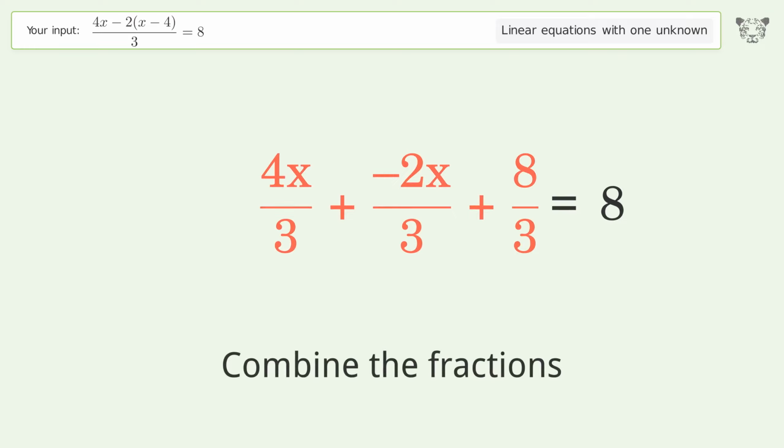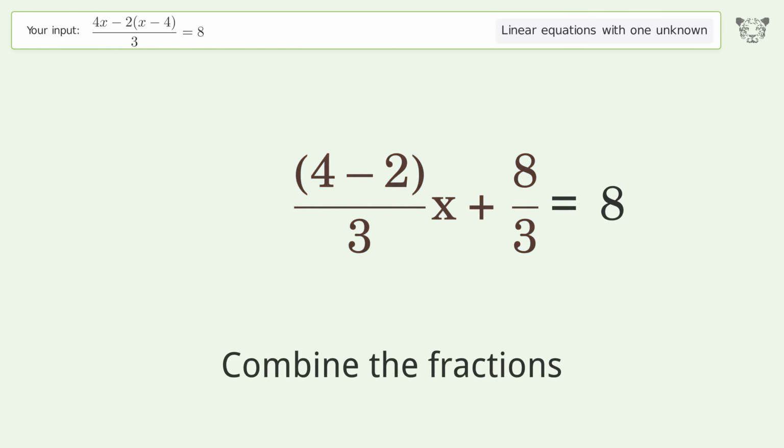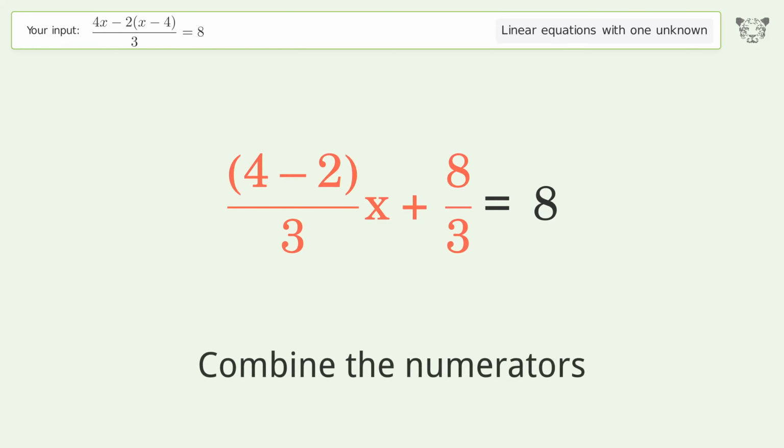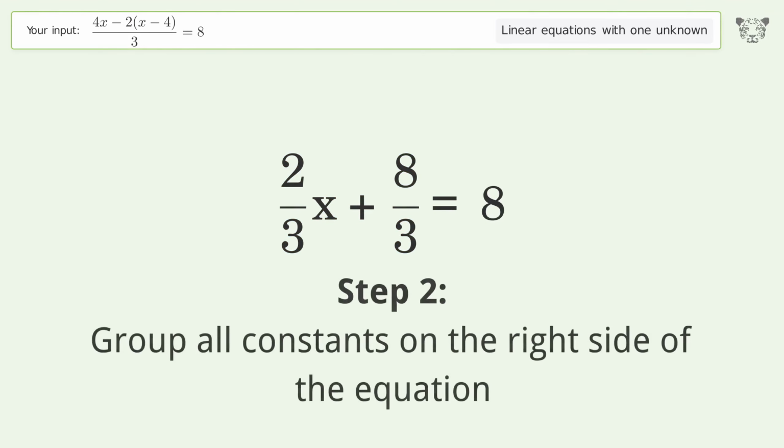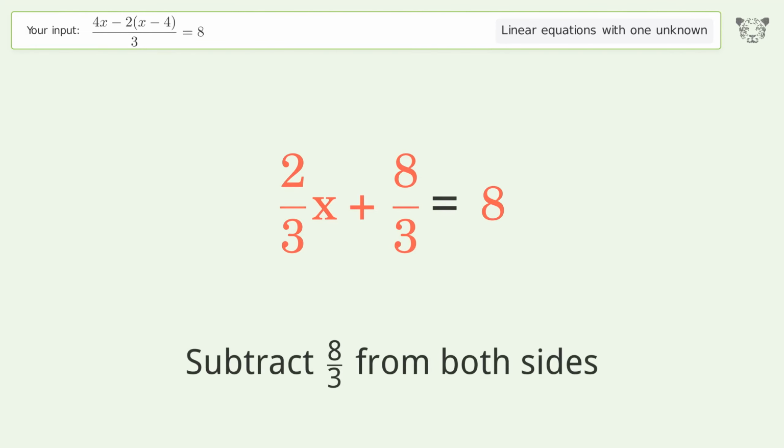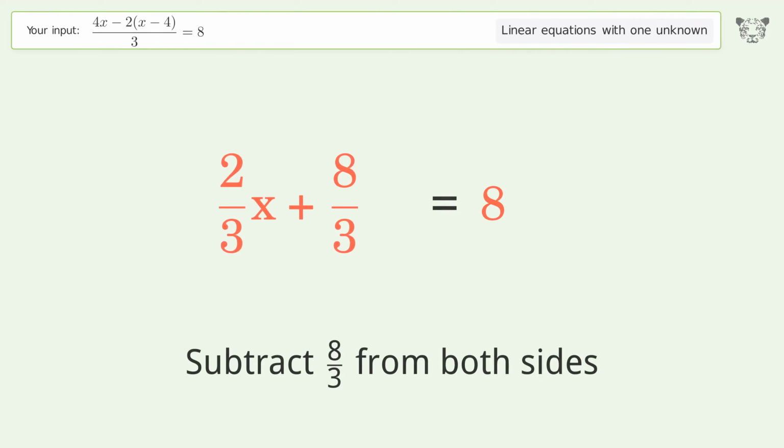Combine the fractions. Combine the numerators. Group all constants on the right side of the equation. Subtract 8/3 from both sides.